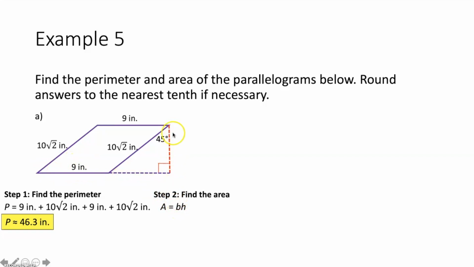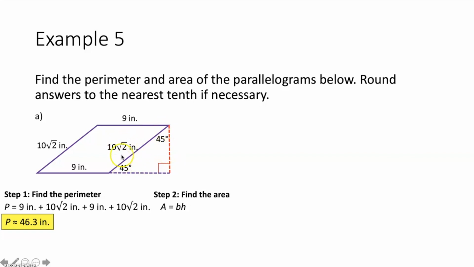For our height, we need to figure out what is the length of this altitude. Well, how do we do that? It's not given. Well, what we do have here is this right triangle. And this right triangle has one acute angle being 45 degrees, meaning the other acute angle measure must also be 45 degrees, making this a 45, 45, 90 degree triangle. And we know in a 45, 45, 90 degree triangle, the lengths of the legs are going to be congruent to each other, and the length of the hypotenuse, the side opposite our 90 degree angle, is going to be rad 2 times the length of a leg.